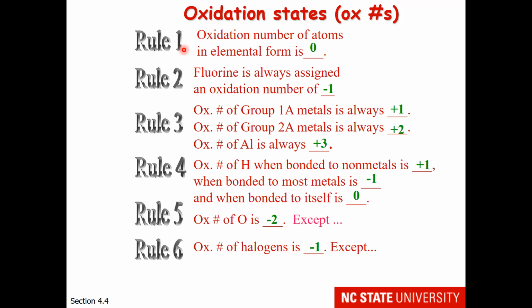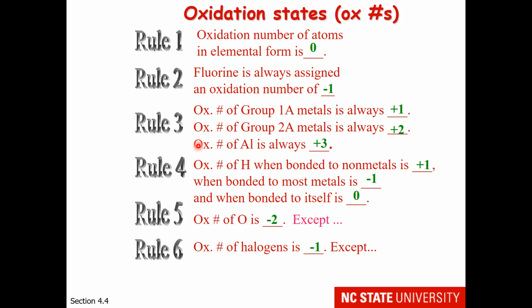Remember that for Rule 1, the oxidation number of atoms in the elemental form is 0. For Rule 2, fluorine is always assigned an oxidation number of -1 when it's in a compound with anything else but fluorine. Remember that these rules have a priority, and Rule 1 takes precedence over Rule 2. Rule 3 says the oxidation number of group 1A metals is always +1. The oxidation number of group 2A metals is always +2.